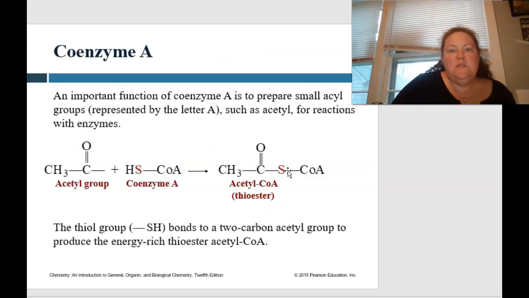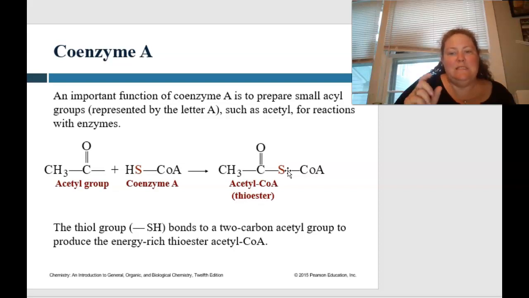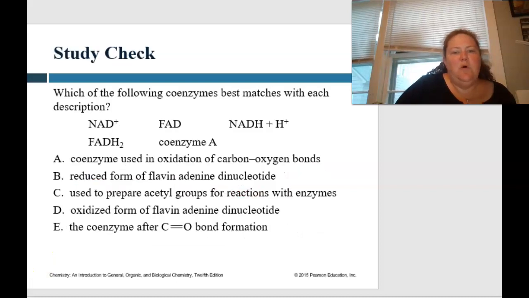It's very big. An important function of coenzyme A is to prepare small acyl groups, which are represented by the letter A, such as acetyl, for reactions with enzymes. So you have your acetyl group, your coenzyme A, and this helps turn it into acetyl-CoA, which is a thioester. And the thiol group, which is the SH bond, leads to a 2-carbon acetyl group that produces the energy-rich thioester acetyl-CoA. Acetyl-CoA.